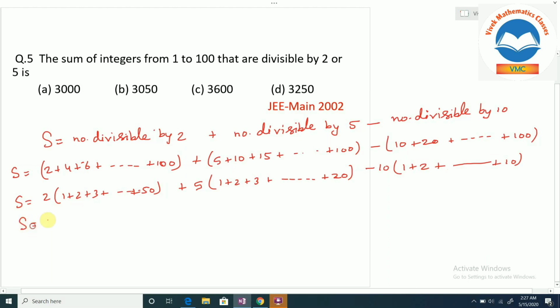So what can we write here? What is the sum of n natural numbers? n into n plus 1 divided by 2. It means here 2 into 50 into 51 divided by 2, and you can cancel this 2. Plus 5 into, the same thing, 20 into 21 divided by 2, which becomes 10. Minus 10 into, here how many? 10 numbers, so 10 into 11 divided by 2, which becomes 5.